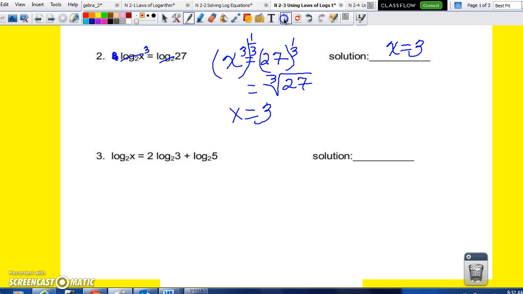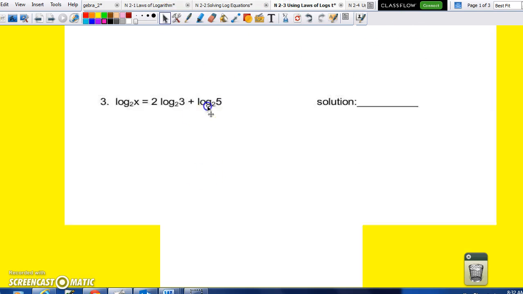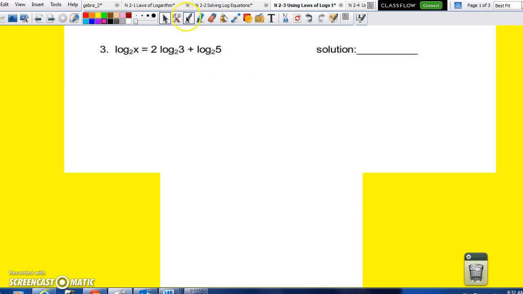Okay, let's look at number 3. The first thing I know on number 3 is that I need to move my power to here. I'm going to go step by step for you. That really gives me log base 2 of x equals log base 2 of 3 to the second power, which is 9, plus log base 2 of 5.